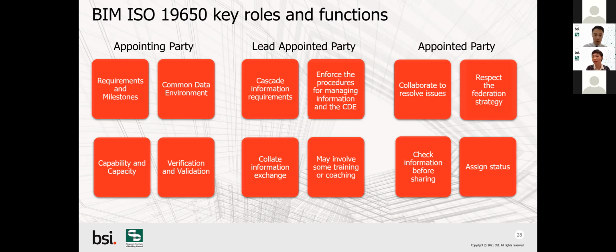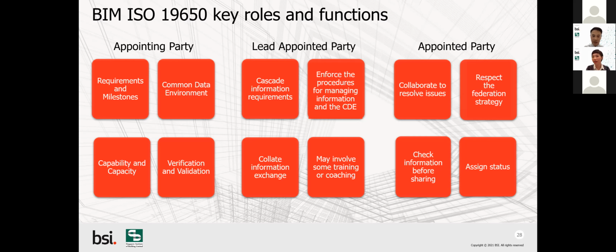From the appointing party's point of view, the owners will be expected to set the requirements and milestones of the project: what's needed, the timeline and everything. With a BIM project, if they want to implement BIM, they must look at the capacity and capability of their supply chain, of whoever is coming in to execute the project. They must have a first view on whether this supply chain is able to execute the BIM way. This falls with the appointing party, which is the owner.